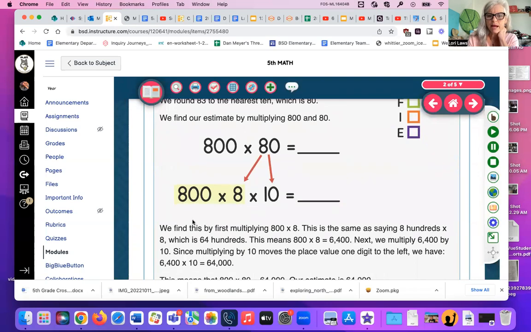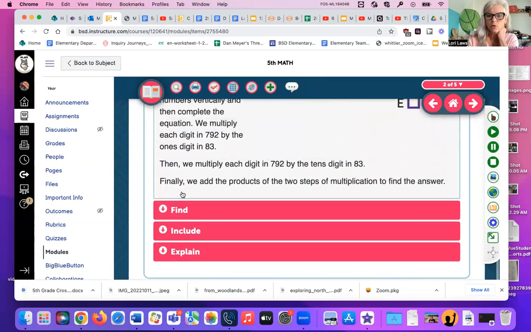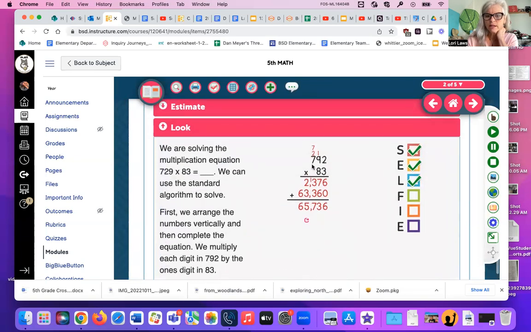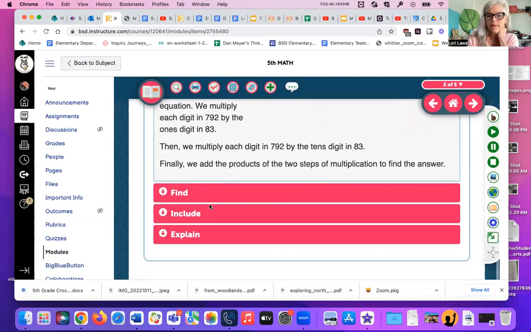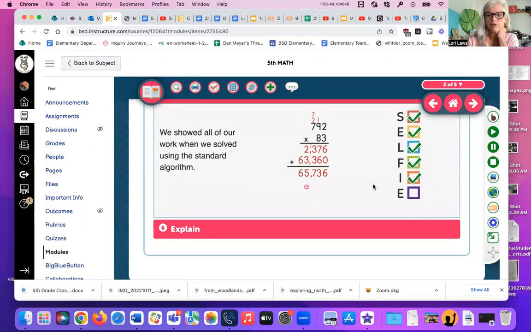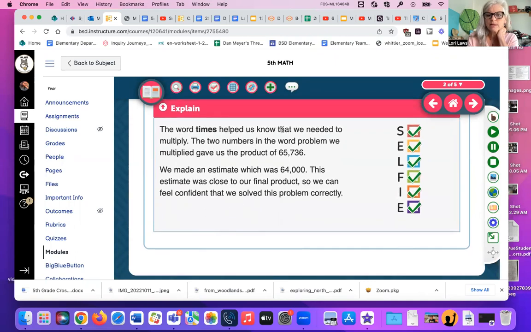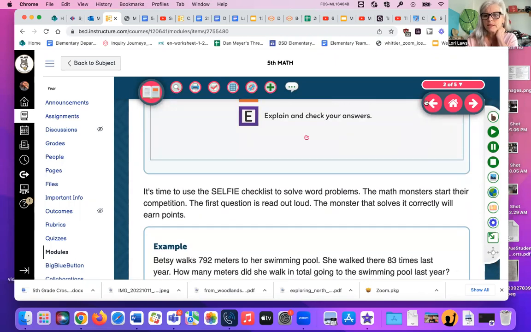83 times 792. So I search for the information. I estimate my answer. I look for how to solve it, in this case, the multiplication algorithm. And then I find the answer and then I label it. Look at this: Betsy walked 65,736 meters to her swimming pool last year, nicely labeled. Include all of my work and explain anything. The word times helped us know that you needed to multiply.